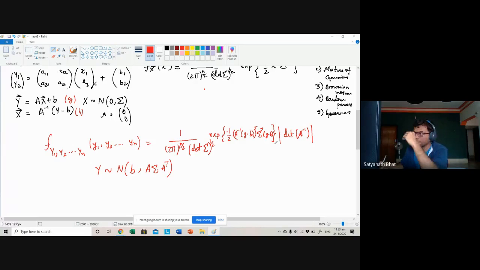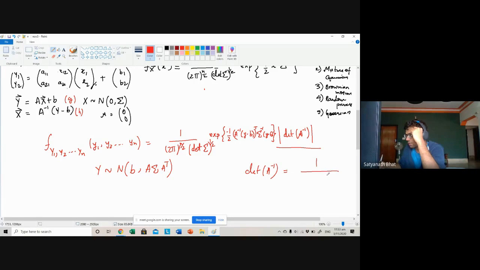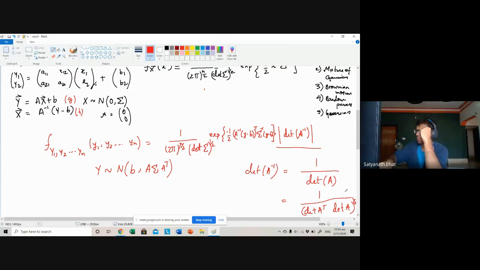So you can do some rearrangement. Determinant of A inverse is equal to 1 over determinant of A. And then what you can show is that this is 1 over determinant of A transpose into determinant of A, to the power of half. You can do all these things, and then you can bring these components here and do some algebraic manipulation to show this. So I'm skipping this for now, but I hope the idea is clear.